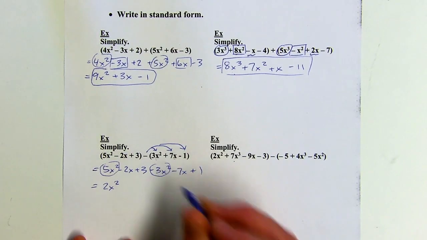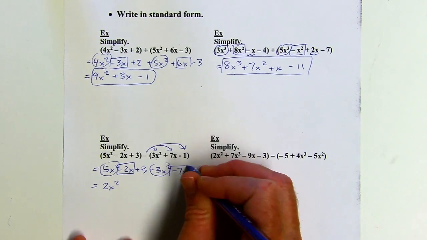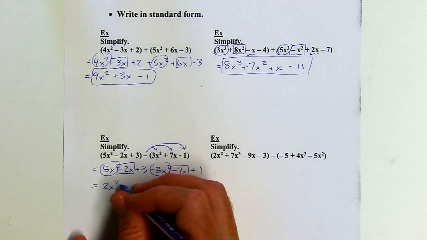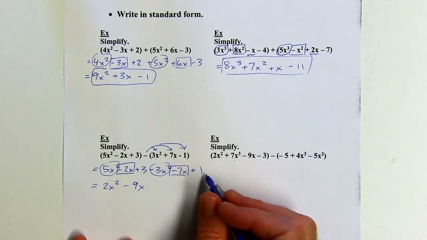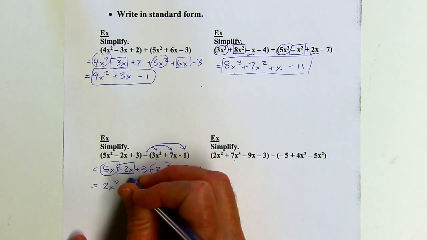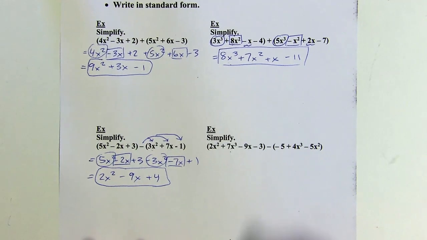If you have 5x squared minus 3x squared, I'll put a box around the x to the firsts. So negative 2x minus 7x is negative 9x. And then 3 and 1 gives us 4. And that's in the right order already. Okay? Here, so let's try another.